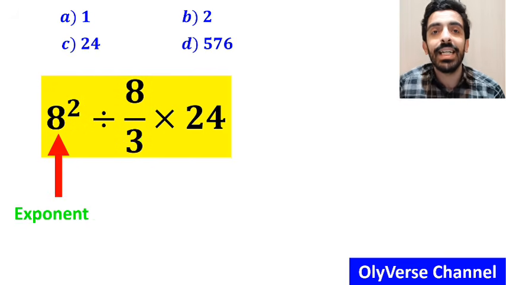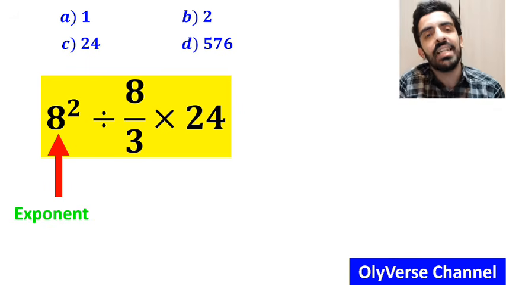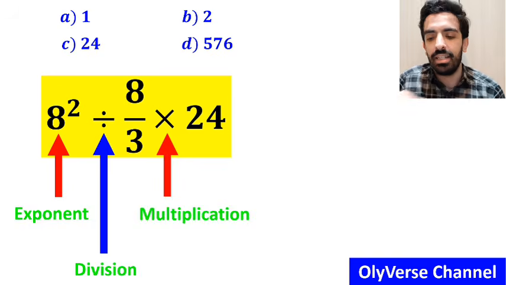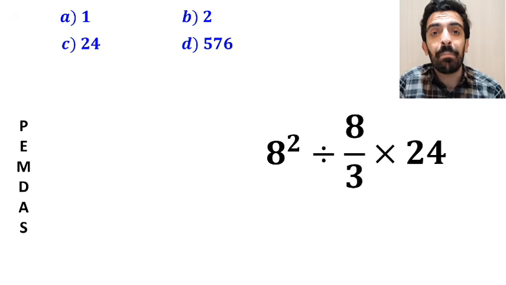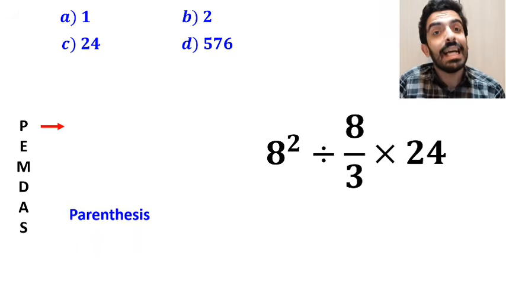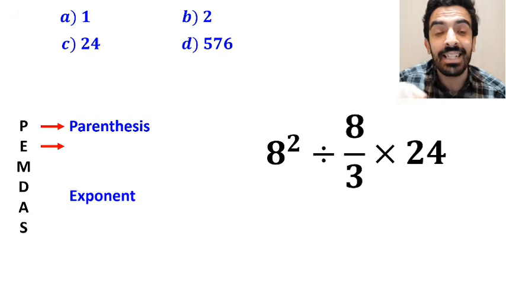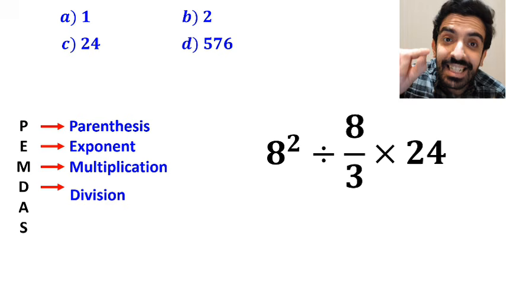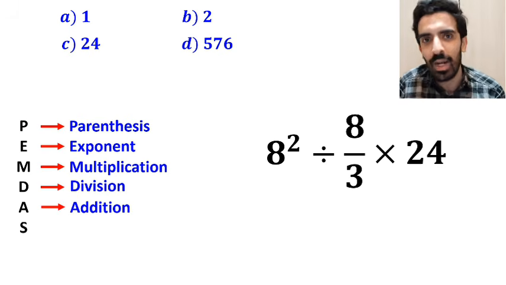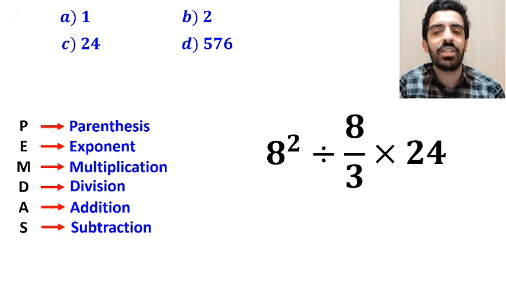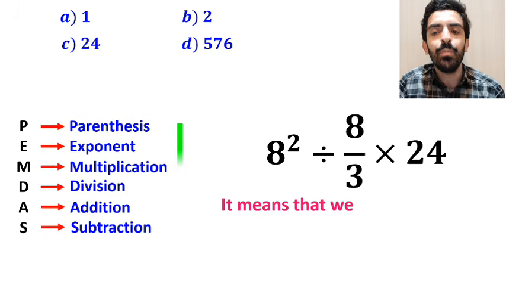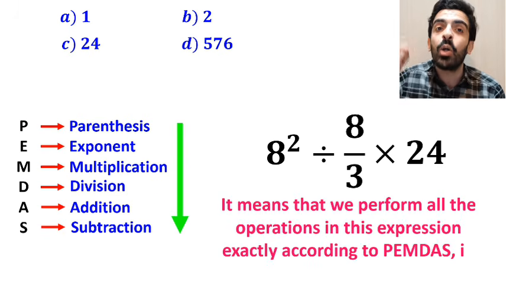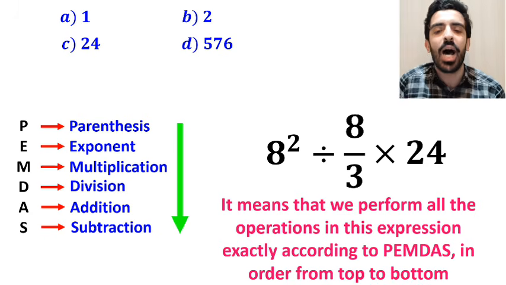As you can see on the screen, in this expression, first we have an exponent, then a division sign, and finally a multiplication. To solve this question, we must follow the PEMDAS rule step by step. In this rule, P stands for parentheses, E stands for exponent, M stands for multiplication, D stands for division, A stands for addition, and S stands for subtraction. It means that we have to perform all the operations in this expression exactly according to the PEMDAS rule in order from top to bottom.